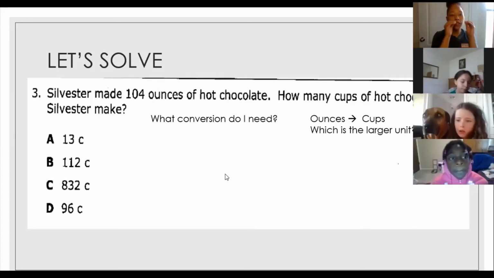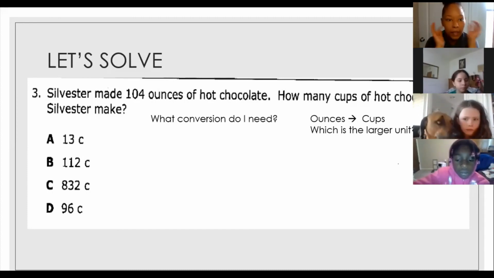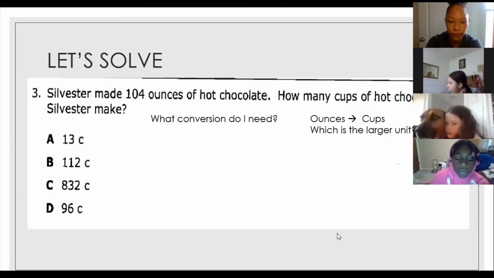So when we're going from a small unit to a big unit, are we going to need more of them or less of them? Less of them. And if we're making the numbers smaller, what process are we using? Division. Good job, guys.